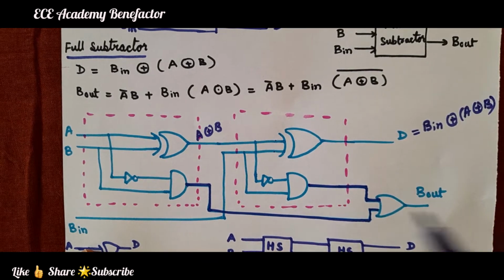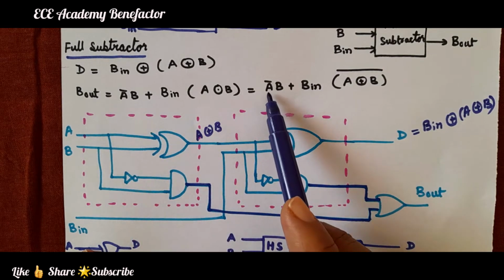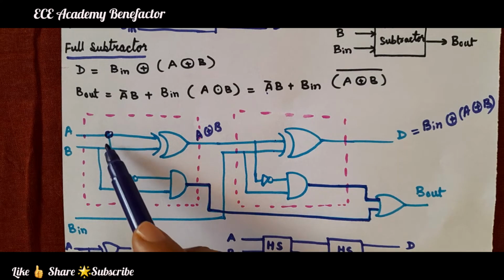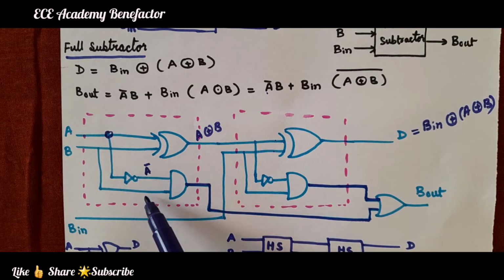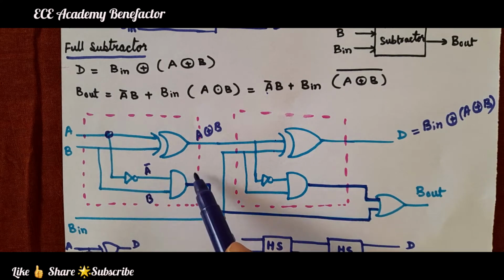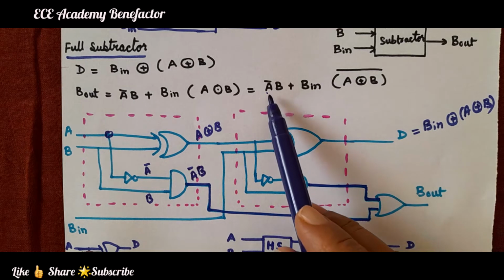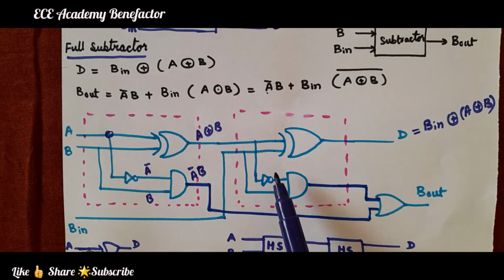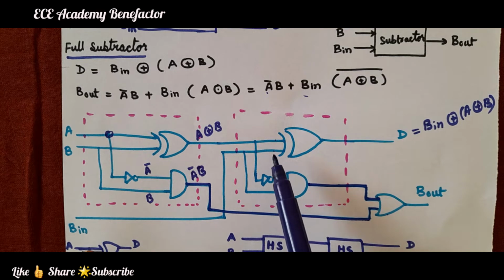Okay. Now, coming to the second term, the B out expression, we need the first term as A bar B. A bar means A is given to a NOT gate to get A bar, and here B. So, it is coming as A bar B. Now, this A bar B is ORed. So, this A bar B is given to another OR gate.